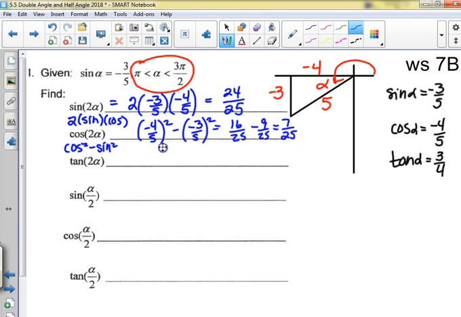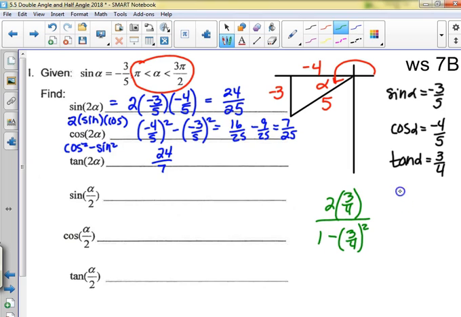Yep, 25s will cancel out, and you'll end up with 24/7. Can I take a commercial break and show you the formula? You don't have to. No. It would be 2 times the tangent, all divided by 1 minus the tangent squared.